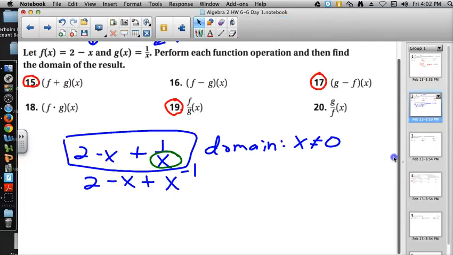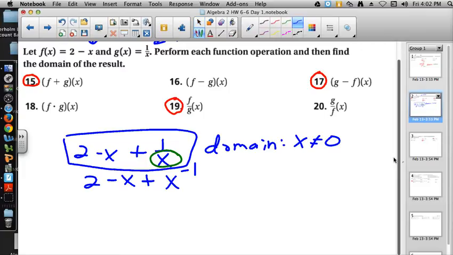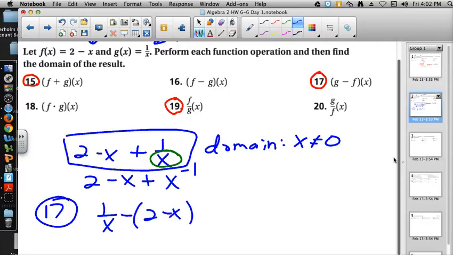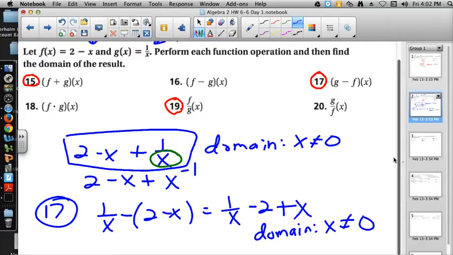17 has g minus f of x. So that would be 1 over x minus 2 minus x. Well, I have to distribute the negative, so 1 over x, and then we'll have minus 2 plus x. Again, there's nothing I can do with that. I do not have any like terms that I can combine, and the domain is still x cannot equal 0, because we cannot divide by 0.